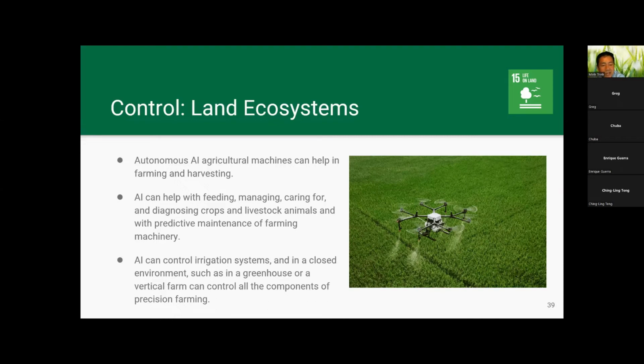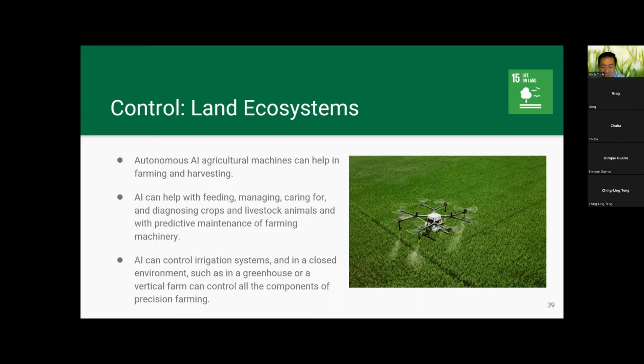Autonomous AI can help navigate agricultural machines, so they can farm and harvest by themselves. They can help with feeding, managing, and caring for crops or livestock animals. And they can do predictive maintenance for farming machinery. You can control irrigation systems.